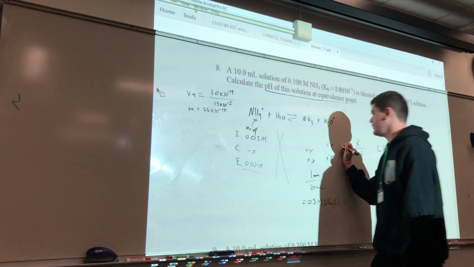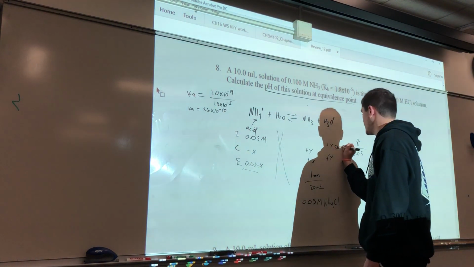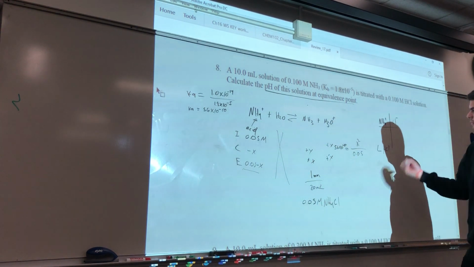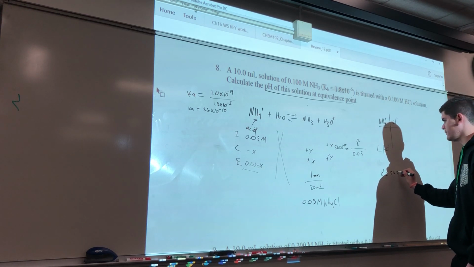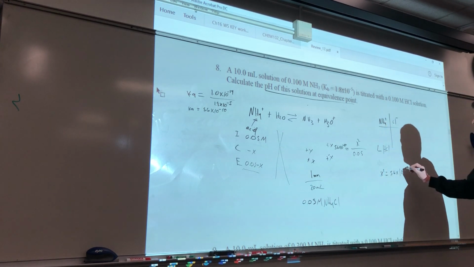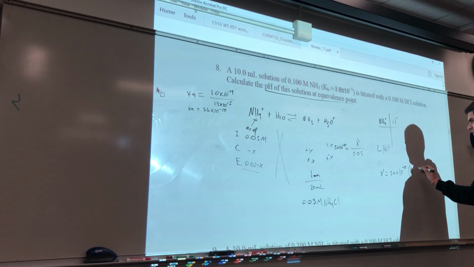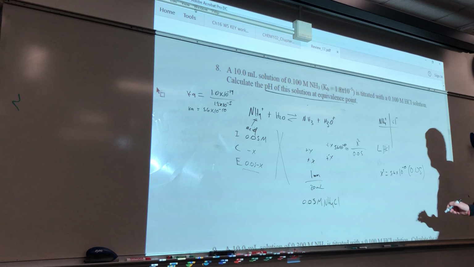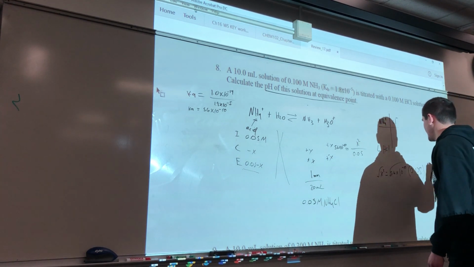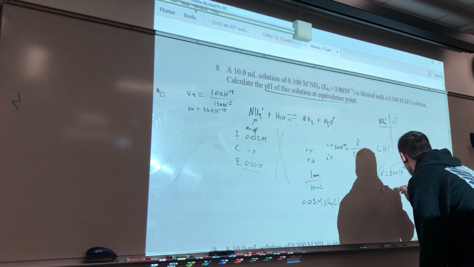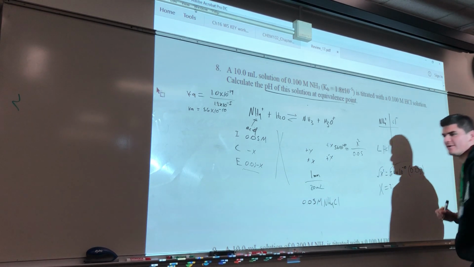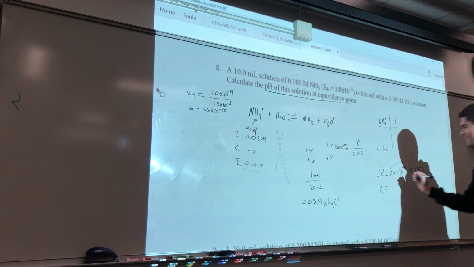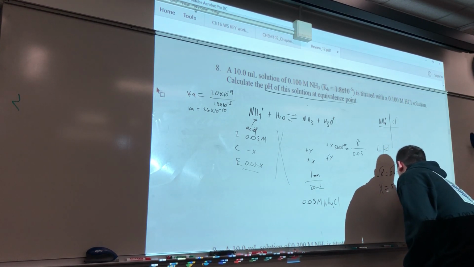X squared over 0.05 equals the Ka, which is 5.6 times 10 to the negative 10. So X squared is just equal to 5.6 times 10 to the negative 10 times 0.05, and X is equal to the square root of this, which is what? Someone do that for me? It is 5.3 times 10 to the negative 6.